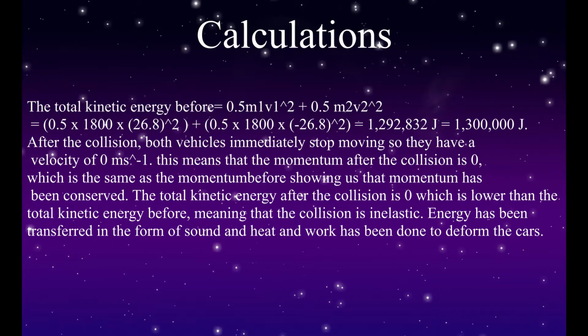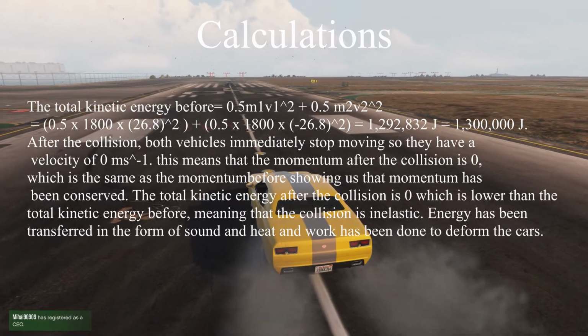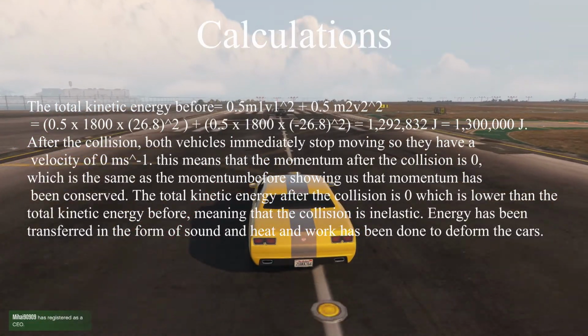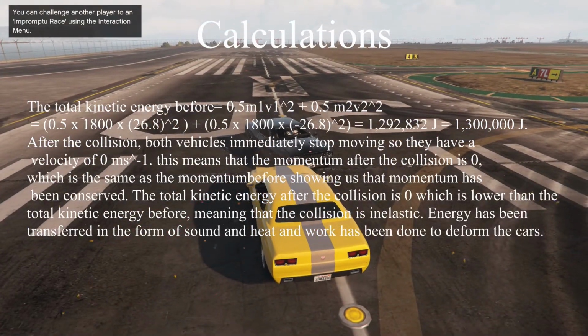The total kinetic energy after the collision is 0, which is lower than the total kinetic energy before, meaning that the collision is inelastic. Energy has been transferred in the form of sound and heat, and work has been done to deform the cars.